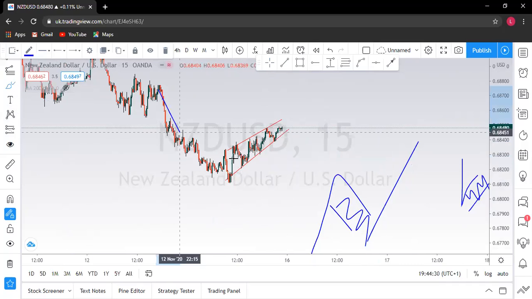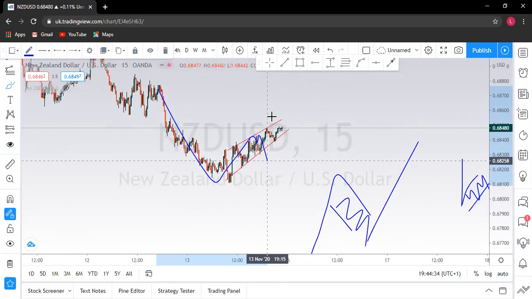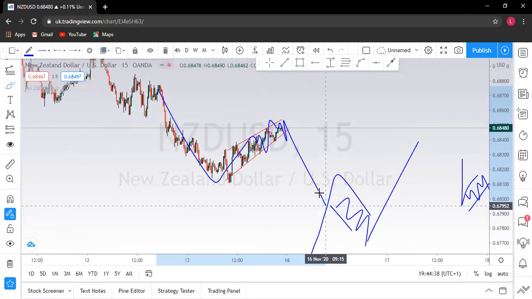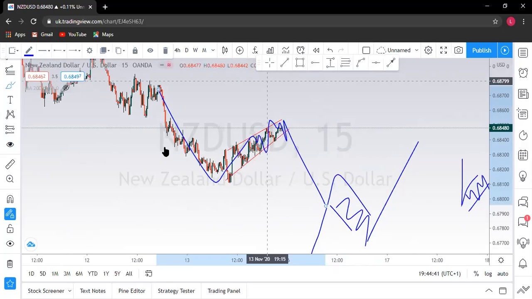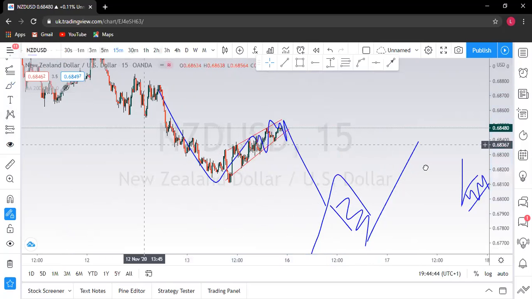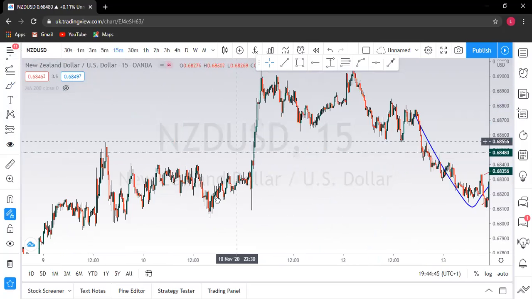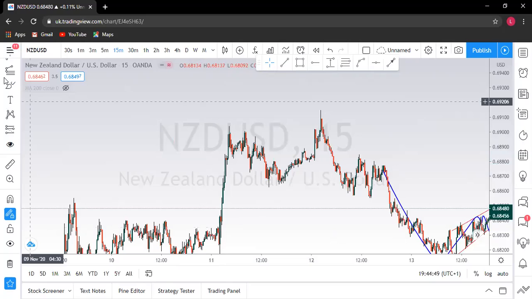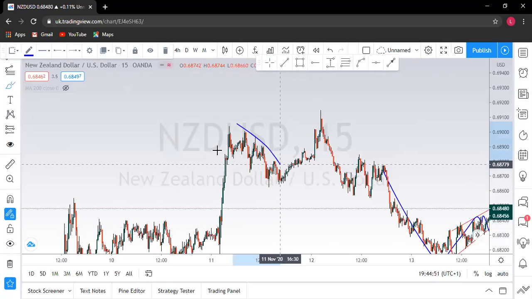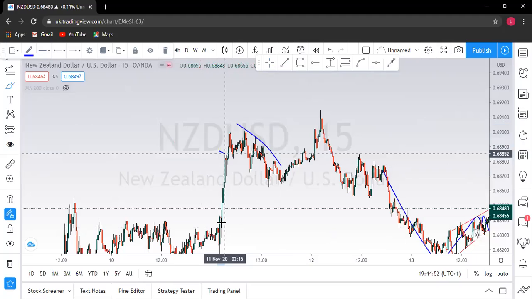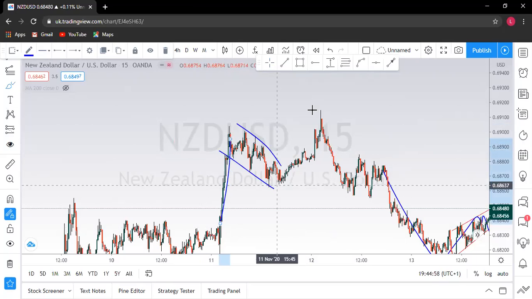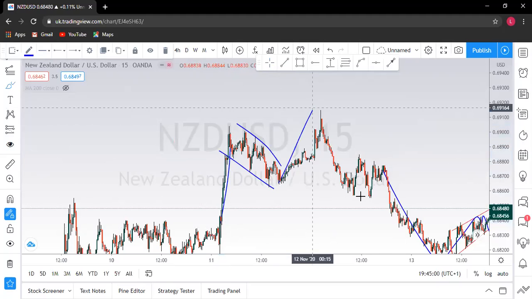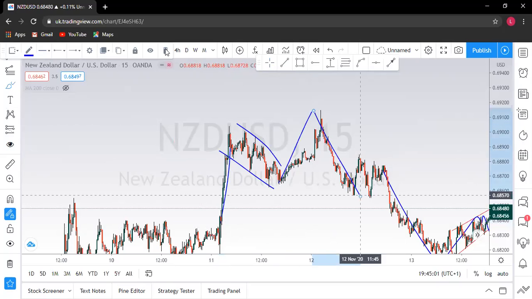Can you see? Which means it is going to continue down. Can you see what I'm saying? That is actually how those flags work. That is how they work. So look at this case too. Can you see this one? See what happened? It continued going up before it started falling. So I hope you understand what I'm talking about with the flag.